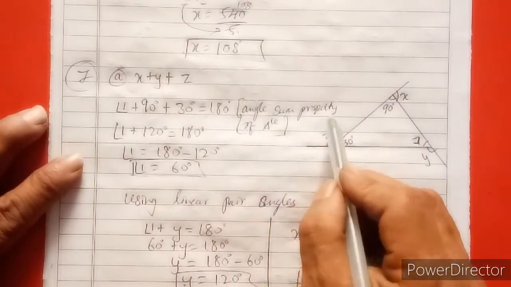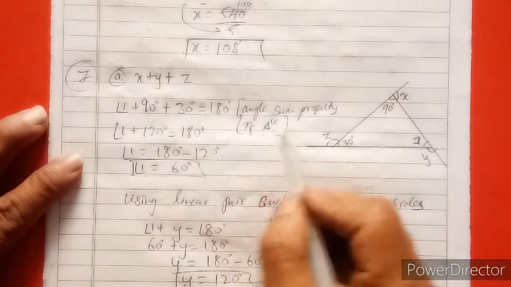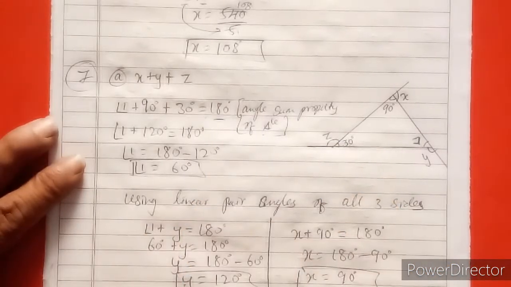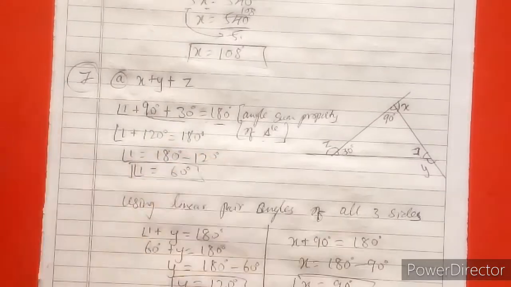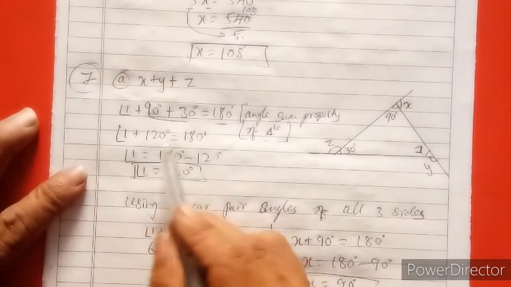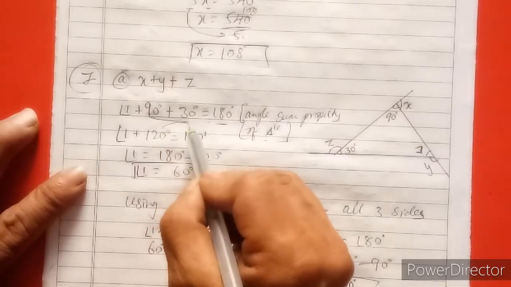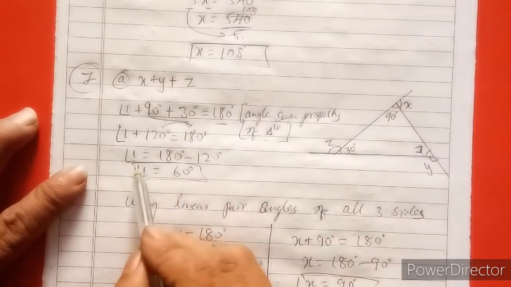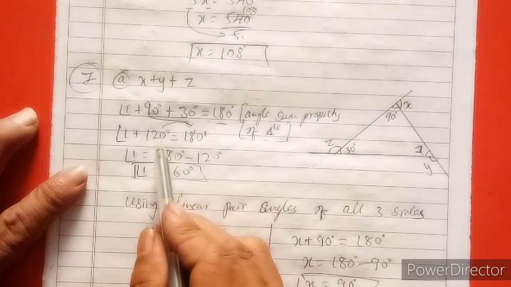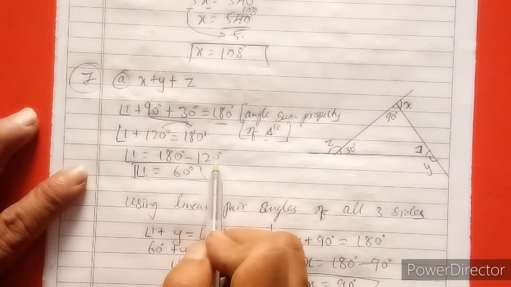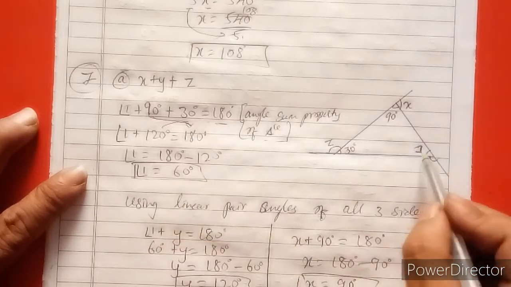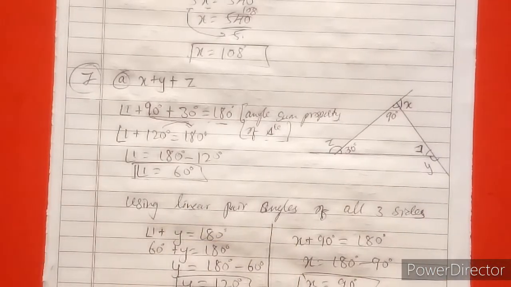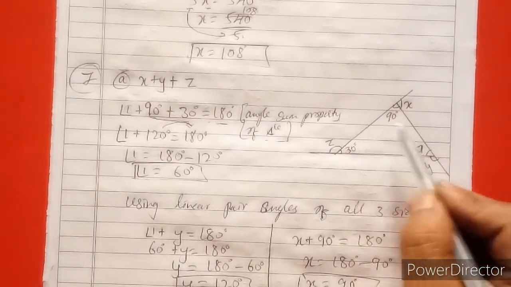The angle sum property of a triangle is how many degrees? 180 degrees. Right? And angle 1 plus, if you add both, 90 plus 30 degrees, we will get 120 degrees. If I transpose this side outside, angle 1 is equal to 180 degrees and 120, if I transpose that, it will become a minus sign. 180 minus 120, angle 1 is equal to 60 degrees.